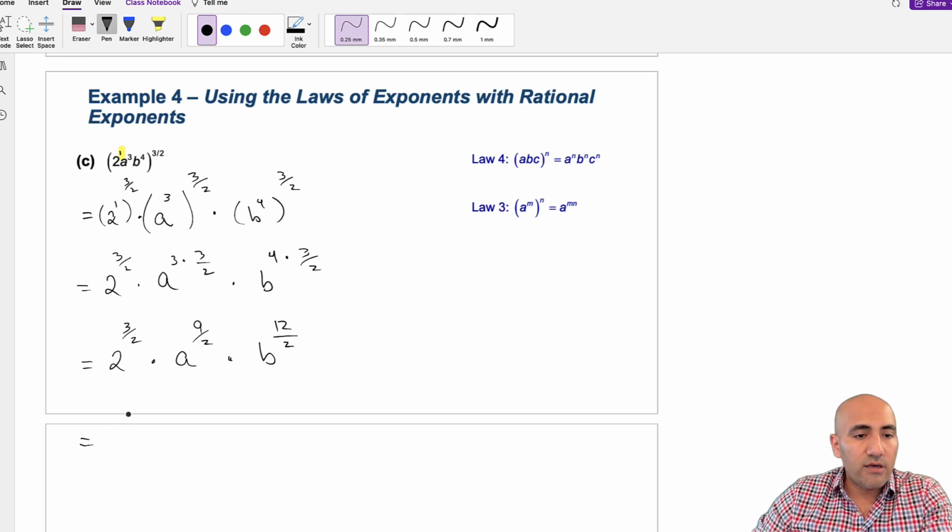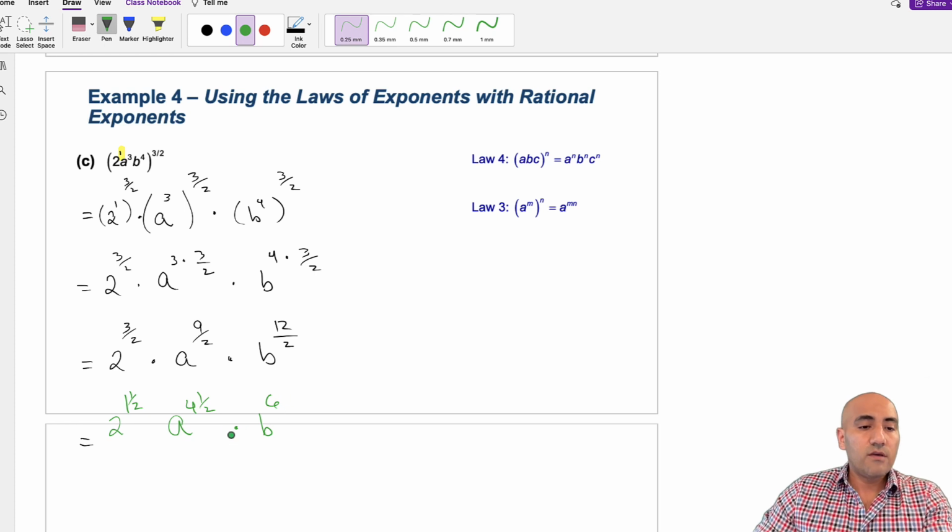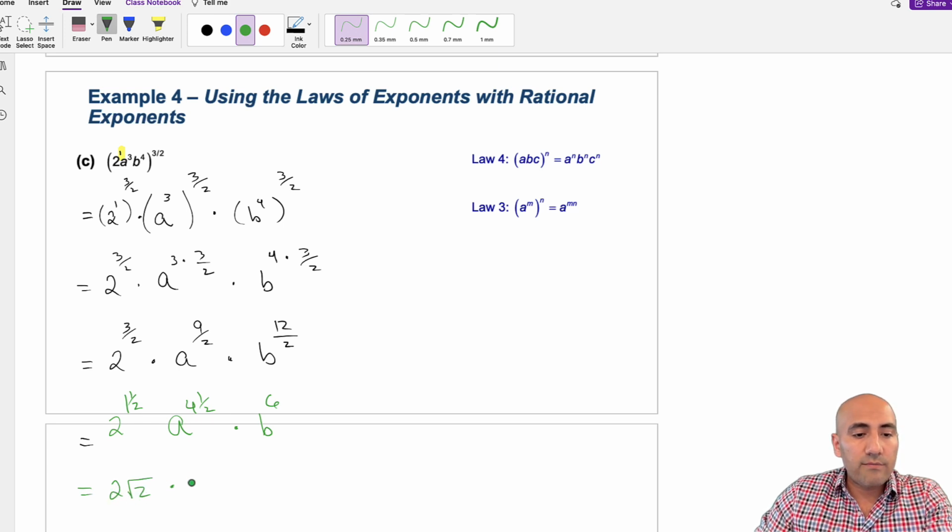Mixed numbers are good. As a mixed number, this would be 1.5. If we're going to go with a mixed number method, this becomes 2 to the power of 1 1/2 as a mixed number. a to the power of 9/2: 2 goes into 9 4 times, so 4.5 as a mixed number. And then b to the power of 6, since 2 goes into 12 6 times. So this is just going to become equal to 2 root 2 times a to the 4th power root a times b to the 6th power.